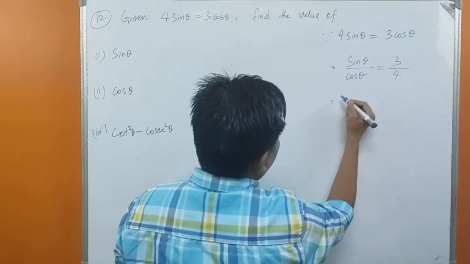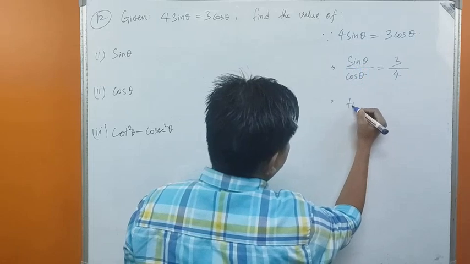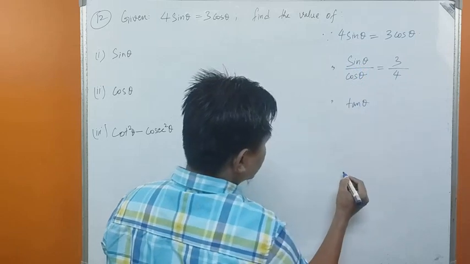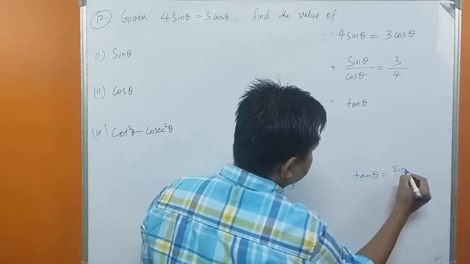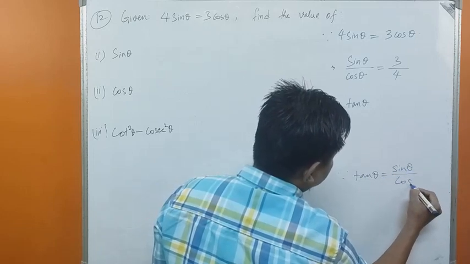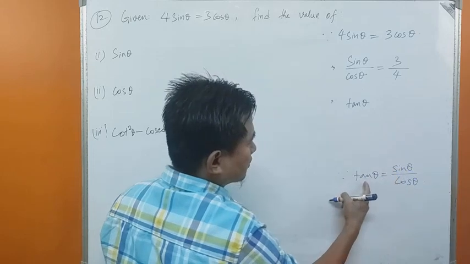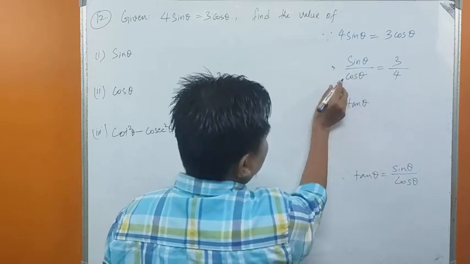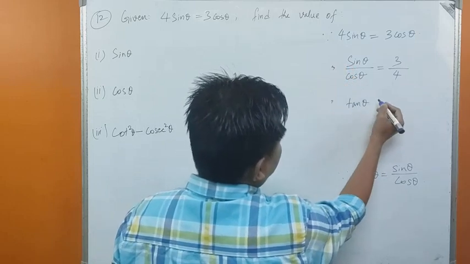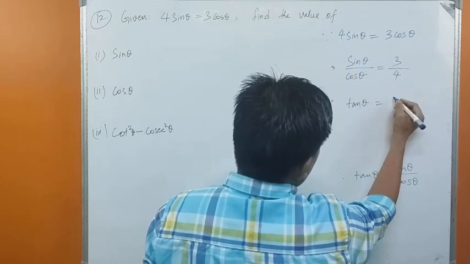Sin theta by cos theta means tan theta. Please remember, tan theta equals sin theta by cos theta. Okay, this is the formula. So tan theta, sin theta by cos theta means tan theta. Now this is equals to 3 upon 4.